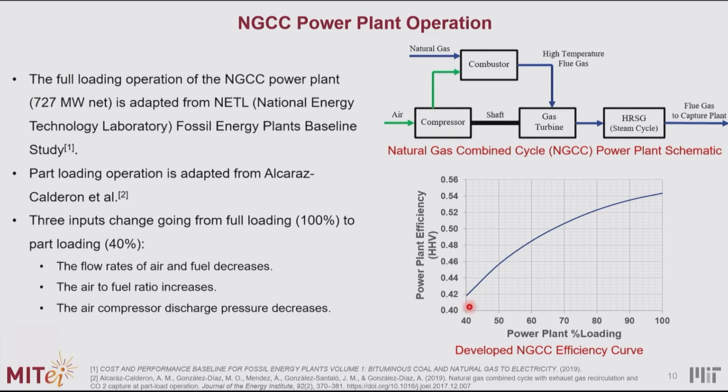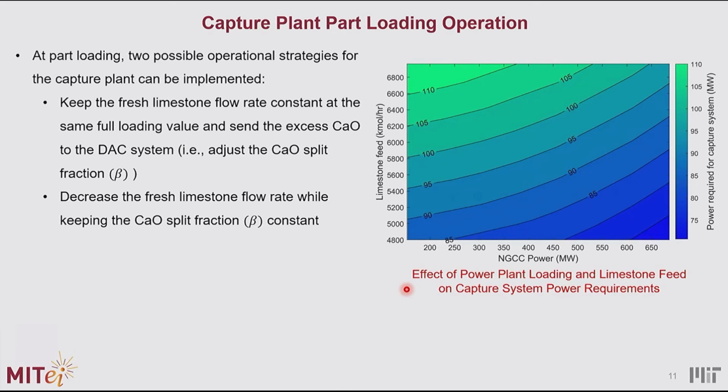And we have here on this curve the efficiency of the plant. So you start with 100% loading at around 54% efficiency. And as you go down in the loading to 40%, you reach around 42% efficiency. We think that this should be the minimum operating level of the power plant, 40%. If you go below that, it's better to turn it off because the efficiency will go down a lot. So this was for the NGCC plant.